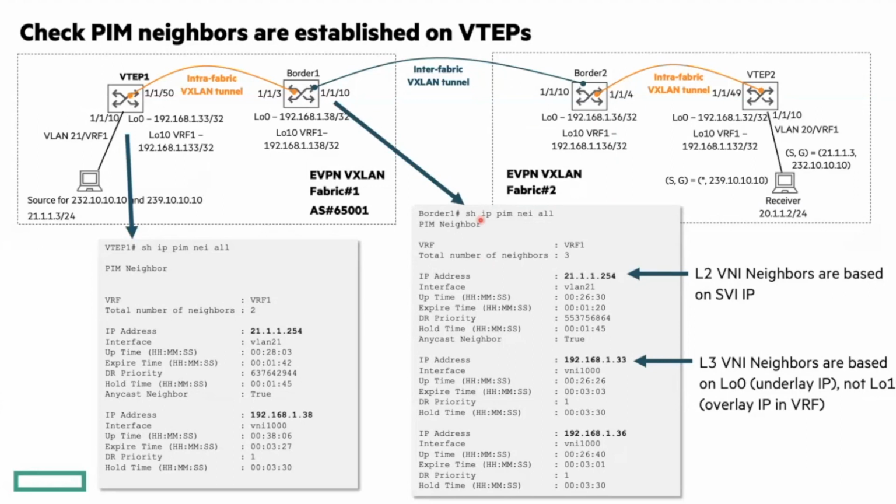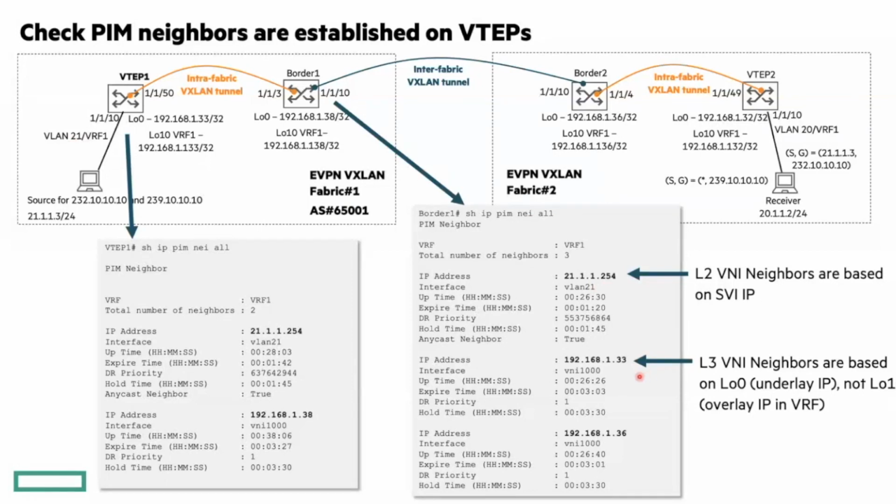So on border 1, you can do the same command, show IP PIM neighbor all. Actually, there are 3 neighbors in this VRF now. I have the L2 VNI based on the SVI. They both have 21.11254. That's the default gateway on SVI 21.